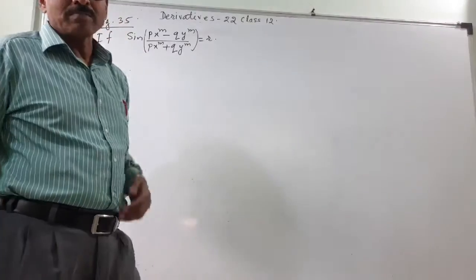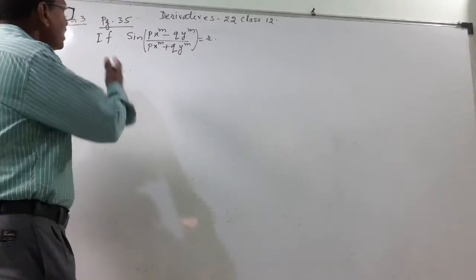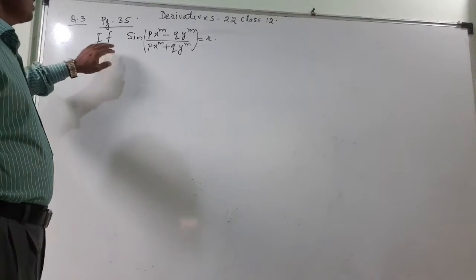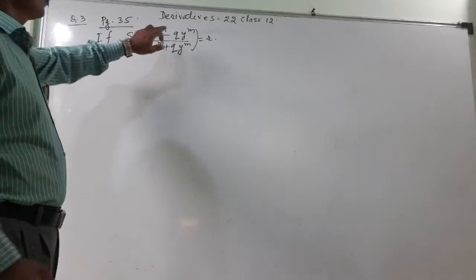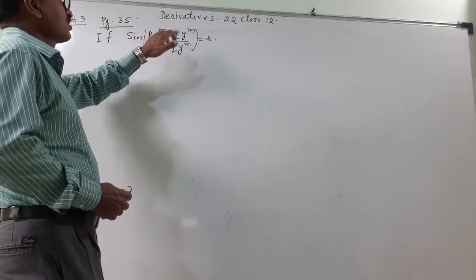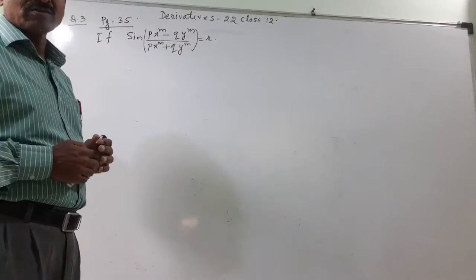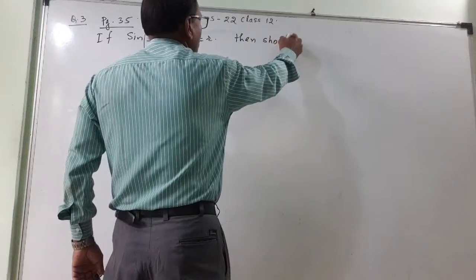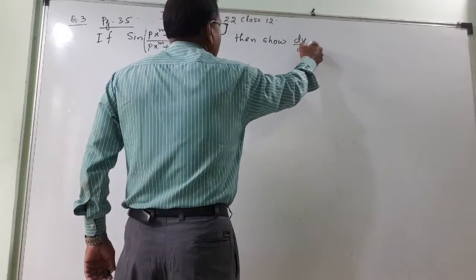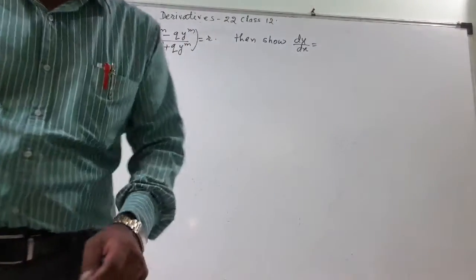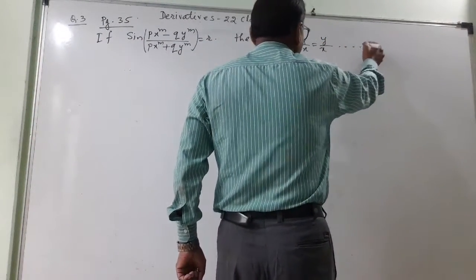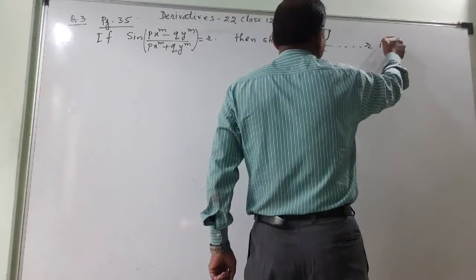We were doing the solved examples on page number 35. In that, there is question number 3. If sin inverse of (p x^m − q y^m)/(p x^m + q y^m) is equal to r, then show that dy/dx is equal to y/x, where r is a constant.